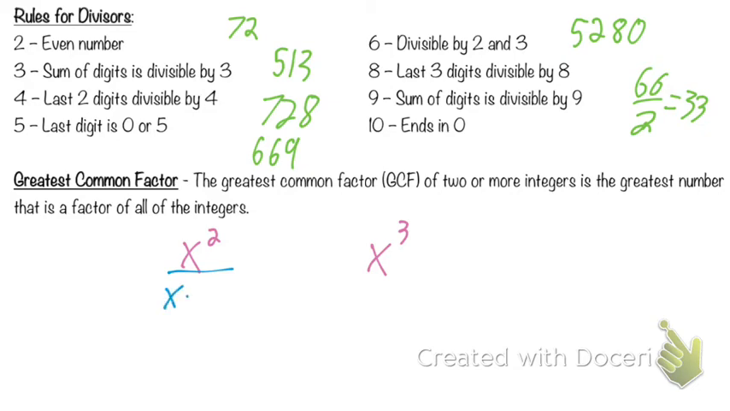x times what would get x squared? x. And that's it. Or 1 times x squared, right? Okay, 1 times itself. And that would be it. So we can go about it the same way. Let me rewrite that. 1 times itself.